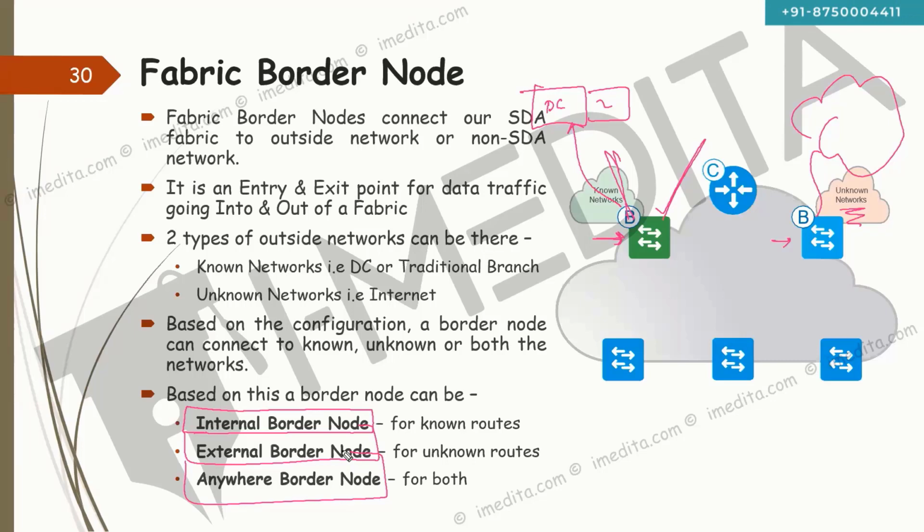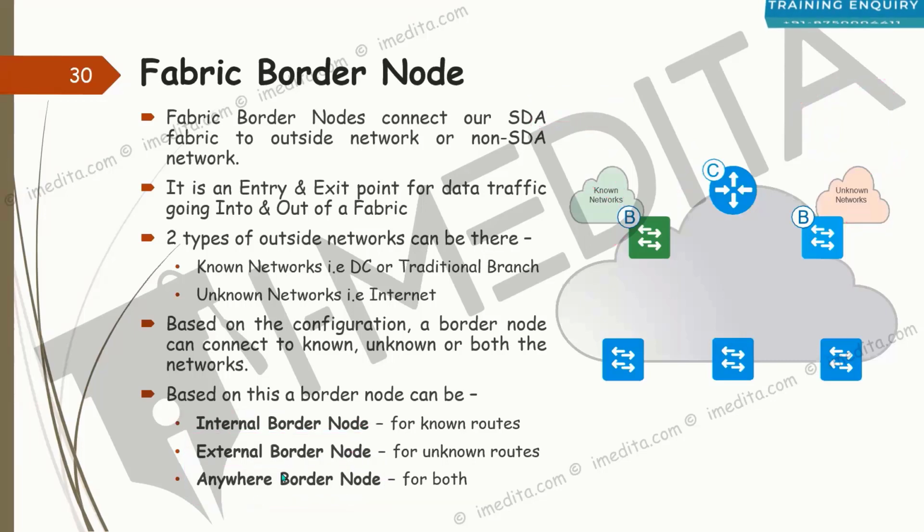Now, how do we configure it? First of all, what is the difference between the 3 border nodes, and how do they operate? If we have configured a border device to be the internal border node, how is it going to operate? Okay, let's talk about that.